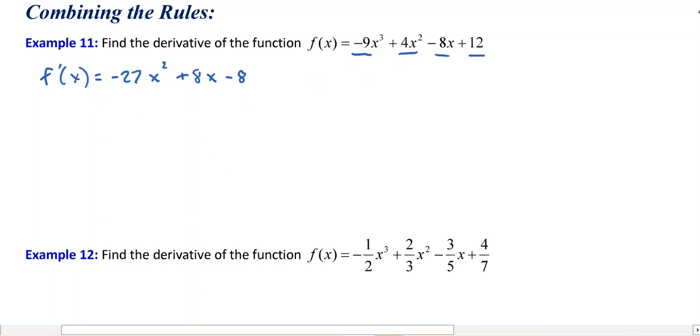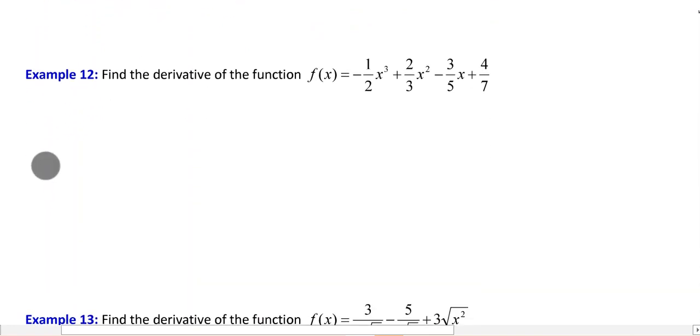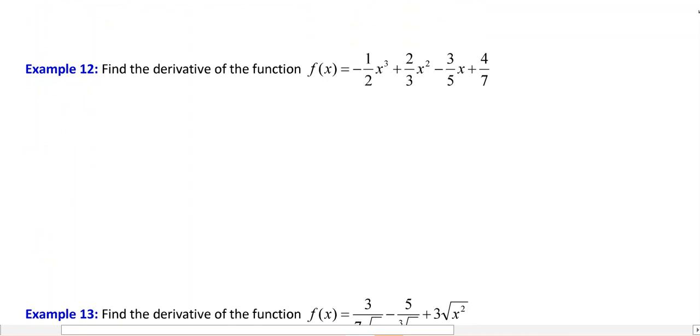An example 12. Now we have fractions. No problem. We're just going to combine the rules term by term. So the first term, we're going to bring the exponent 3 down, and we're going to multiply 3 times the negative 1/2, which would be negative 3/2, times x to the 3 minus 1, or second power.